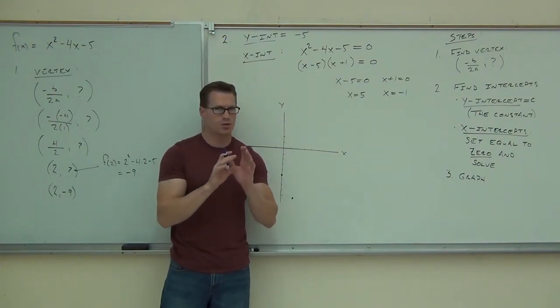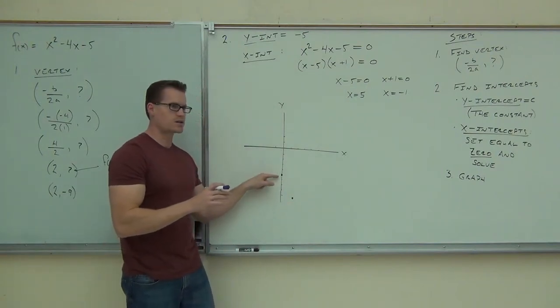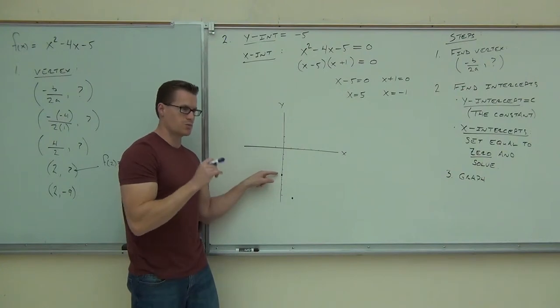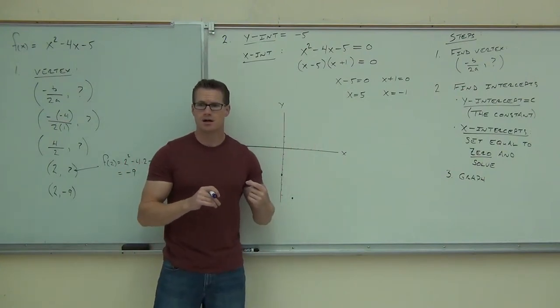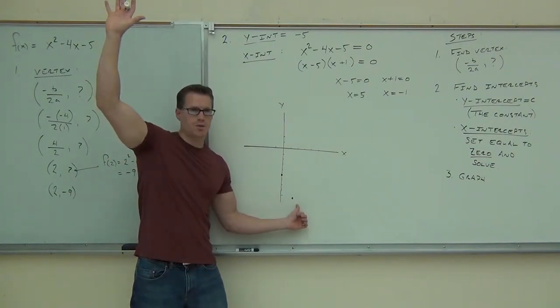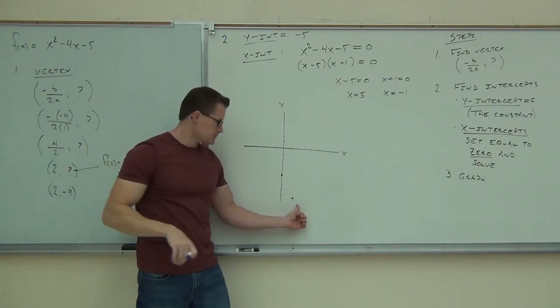So you're going to be able to graph these with only 4 points. Vertex, y-intercept, which you must always have. Then you're also going to need the x-intercepts if they exist. So are you okay with the vertex? Raise your hand if you're okay with the vertex. How about the y-intercept? Are you okay with the y-intercept? Okay.